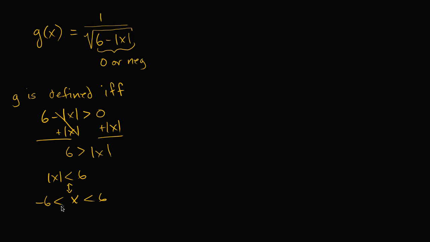So if we wanted to write the domain in fancy set notation, we could write the domain of g is going to be all the x's that are a member of the real numbers such that negative 6 is less than x, which is less than 6. And we're done. Now let's do another one.